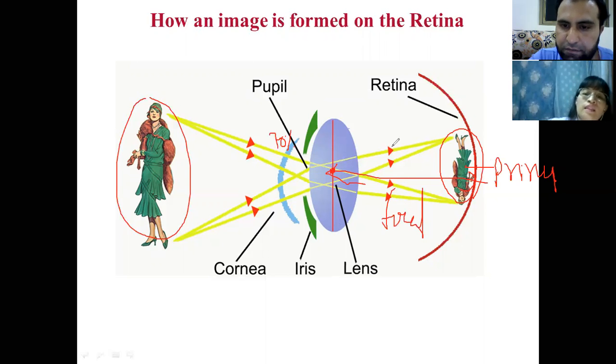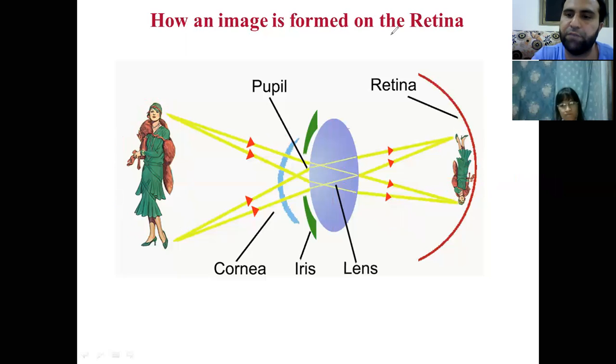If the light rays intersect in front of the retina, we couldn't get a clear image. And beyond the retina also we couldn't get any clear images. It means if the principal focal point comes before the retina or behind the retina, you cannot see, because of certain issues within the lens.